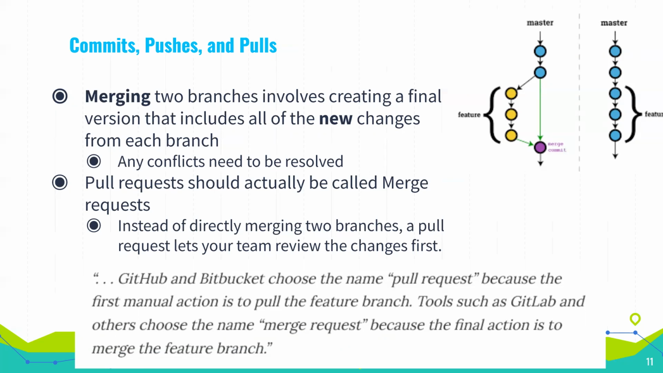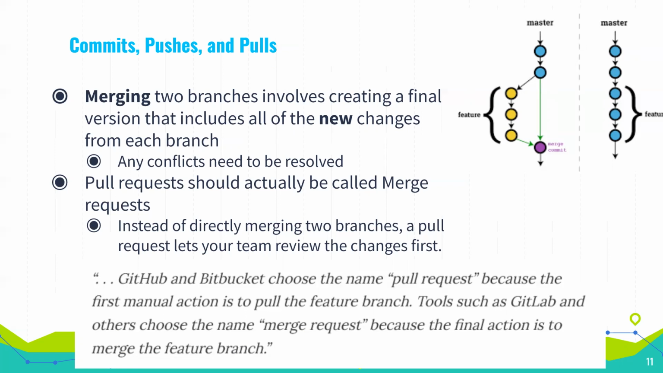So a pull request is basically asking for you to merge two branches. For some reason, it's called a pull request. They use the name pull request, and some other tools call the same thing a merge request. So it's the same thing. Just think of it as merging.